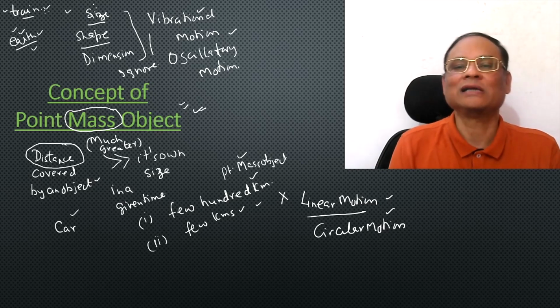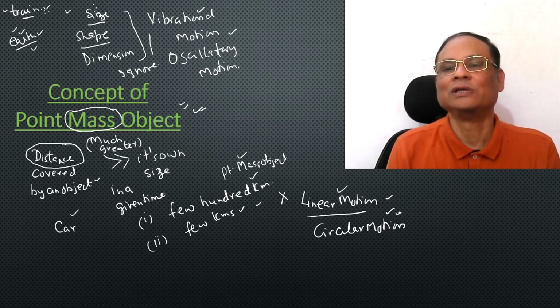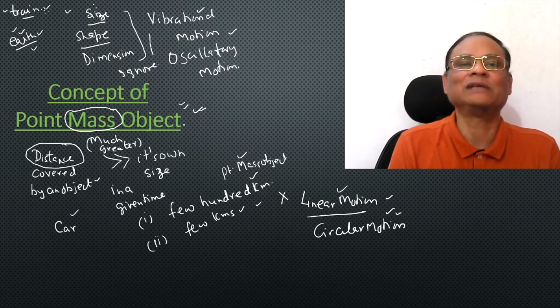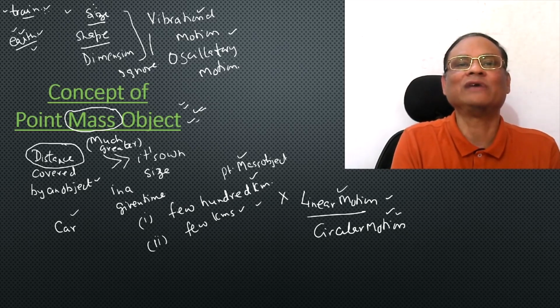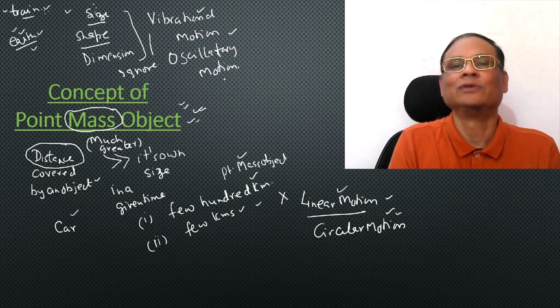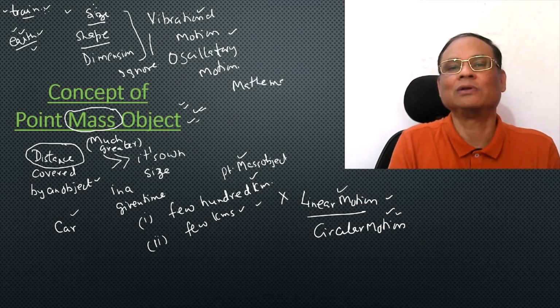उस समय हमको आसानी से हम लोग लीनियर मोशन और सर्कुलर मोशन को समझ पाते हैं क्योंकि हमने ऑब्जेक्ट को पॉइंट मास ऑब्जेक्ट कंसीडर कर रखा है और we have ignored its size, shape, dimension, vibrational motion and oscillatory motion. सो हम लोग इसको बोल सकते हैं कि बेसिकली यह पॉइंट मास ऑब्जेक्ट कॉन्सेप्ट is basically a mathematical concept. रियलिटी में there is no point mass object.